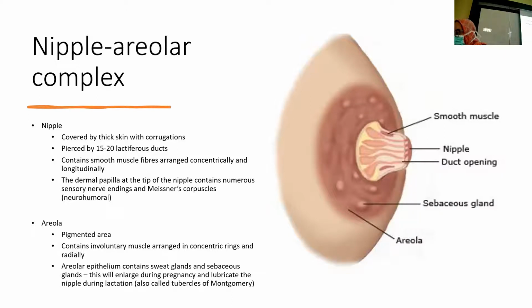The epithelium of the areola contains sebaceous glands, and during pregnancy these will enlarge and lubricate the nipple during lactation. These are also called the tubercles of Montgomery.